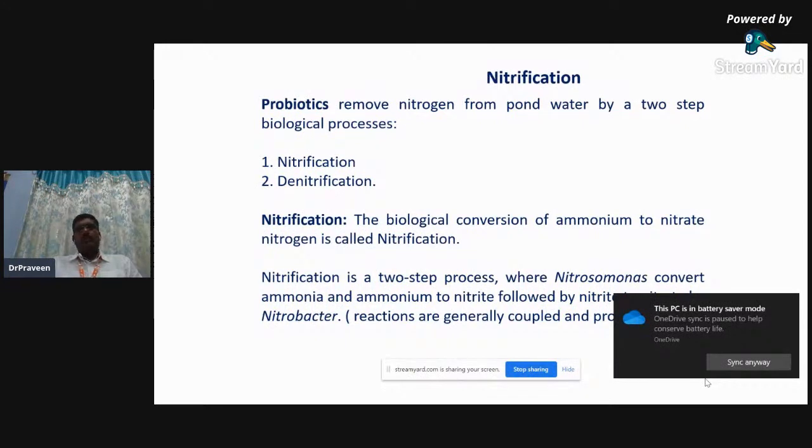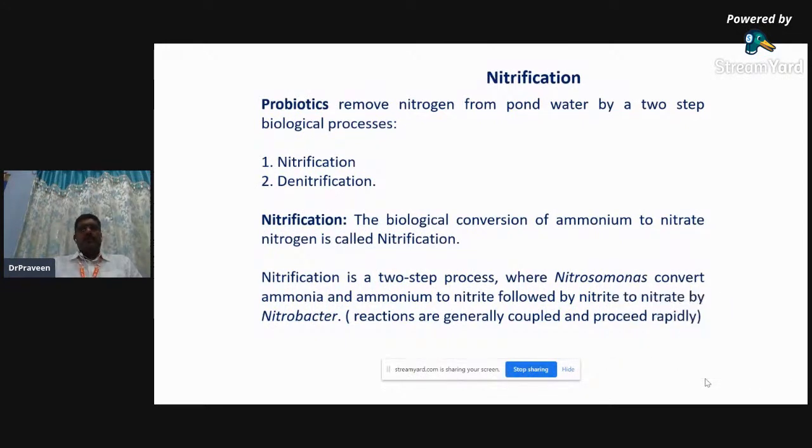As we know, both are coupled biological processes. Nitrification is the conversion of ammonium to nitrate. Nitrification is particularly a two-step process. In one step, Nitrosomonas bacteria convert ammonia/ammonium to nitrite, followed by nitrite to nitrate by Nitrobacter.